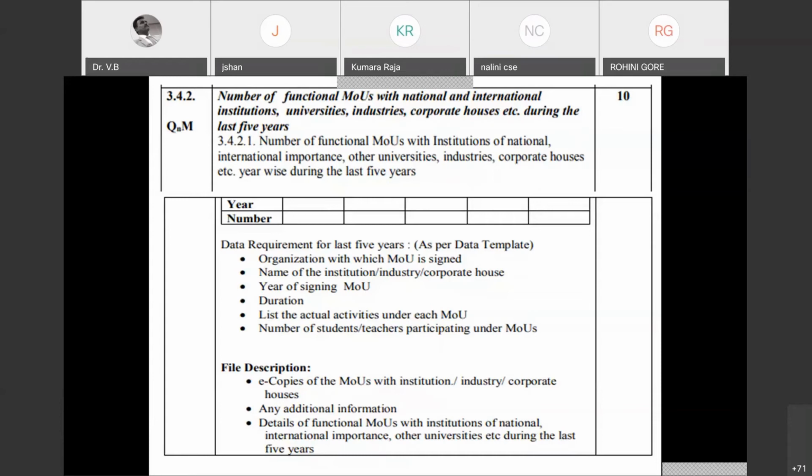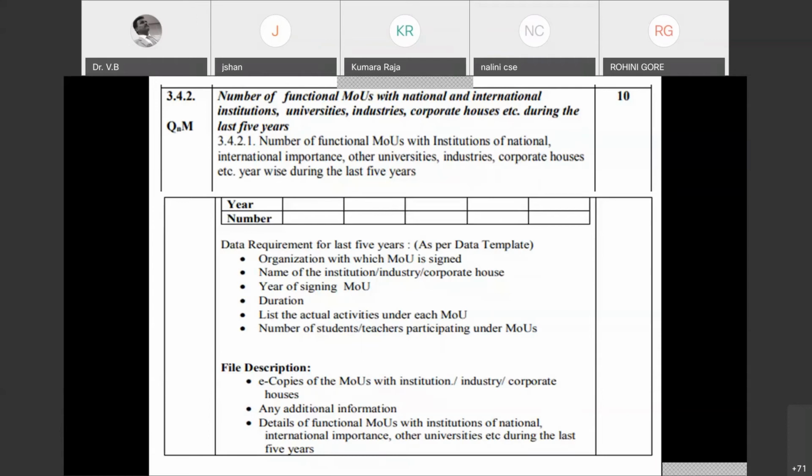And one more thing, they are very clear. They are asking for the functional MOU, meaning in the MOU format itself, if you see, you would have specified what are the activities that could be carried out. And a functional MOU means at least one activity under that heading should have been carried out. Then only they call it as a functional MOU.